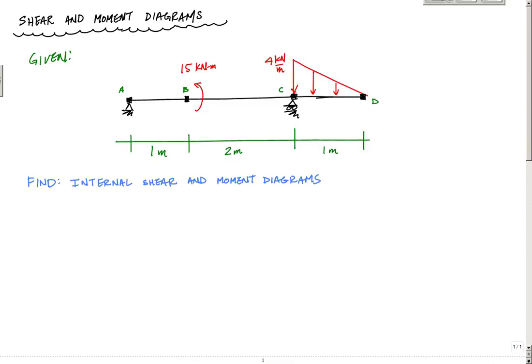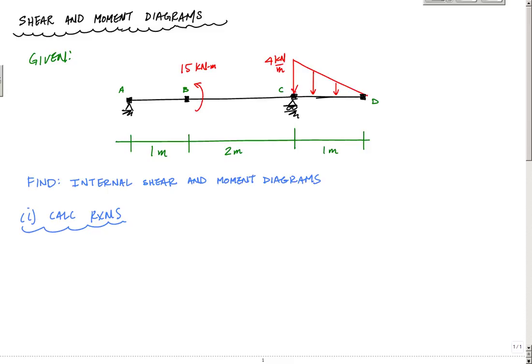And here in this one, I'm going to show you how to handle a concentrated moment and a linearly distributed load, and we're going to find the internal shear and moment diagram. So the first thing you want to do, as with any shear and moment diagram, is to calculate the reactions. Okay, so let's calculate the reactions.